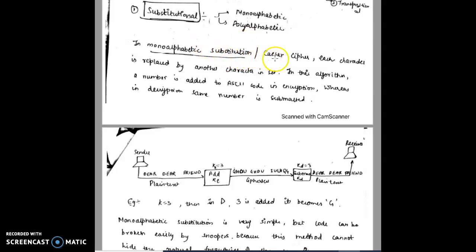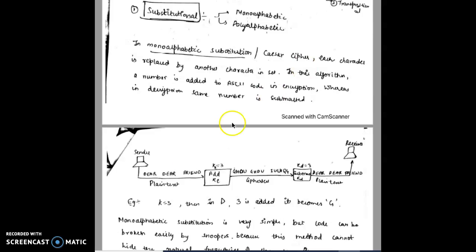Monoalphabetic substitution is also known as Caesar cipher. In this, each and every character is replaced by another character. Basically, in this encryption algorithm, which we apply on the plain text, you add some number and the same number is subtracted in the decryption. I told you earlier, the encryption algorithm and decryption algorithm are reverse of each other.